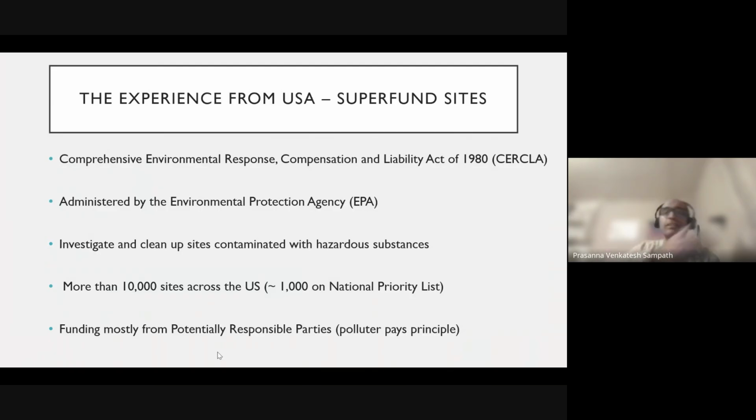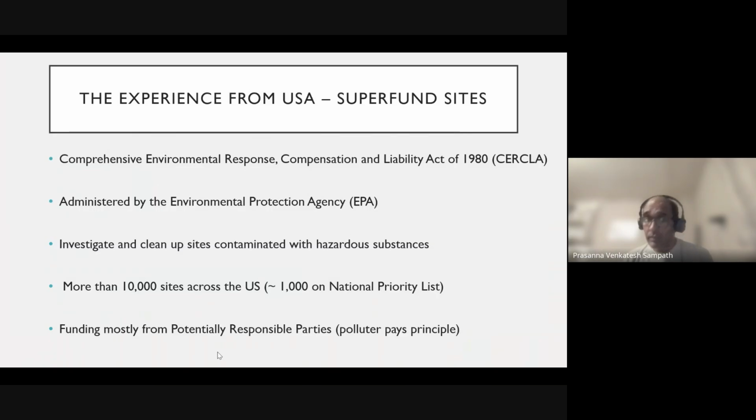But in the USA, industrialization started even earlier, in the late 19th century, early 20th century. So therefore, they started seeing these major groundwater contamination issues in the 1960s and 70s. Okay, and then there was an act that was passed, which is called the Comprehensive Environmental Response, Compensation and Liability Act, CERCLA, that was passed in 1980. And they have an agency similar to India's National Green Tribunal and Ministry of Environment and so on. They have the EPA, the Environmental Protection Agency.